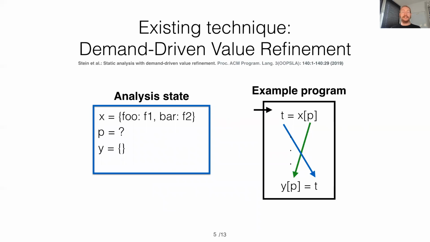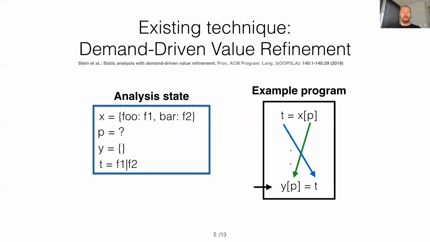The second technique is demand-driven value refinement, which was presented by Stein et al. at Uppsala last year. Again, we have the same code and initial analysis state as before. Demand-driven value refinement just reads the property as a standard analysis, so t can be both f1 and f2.